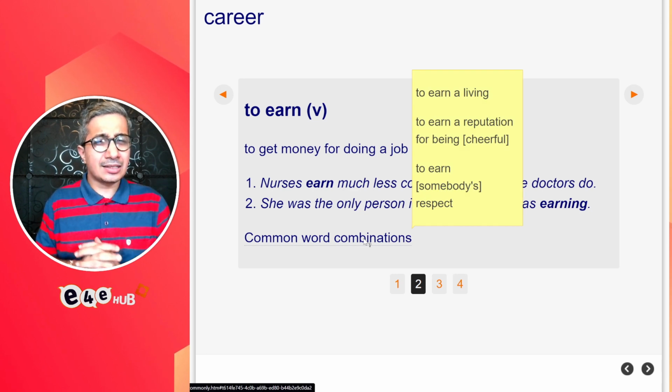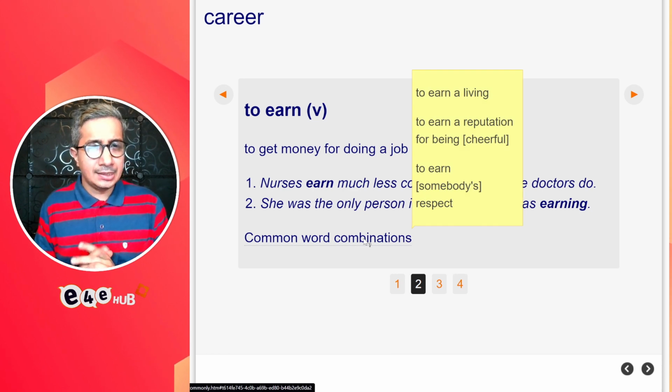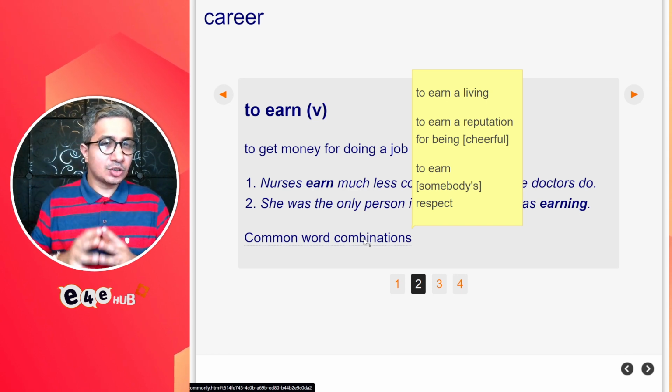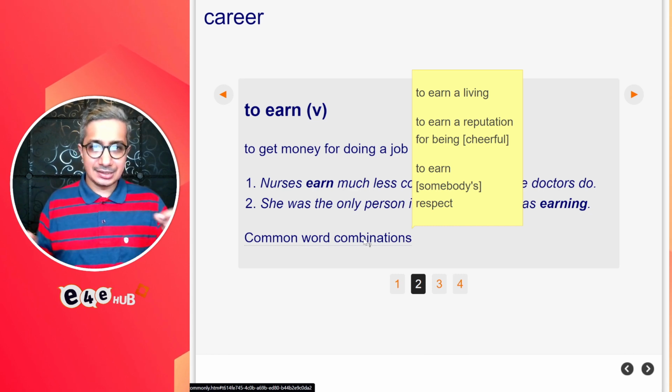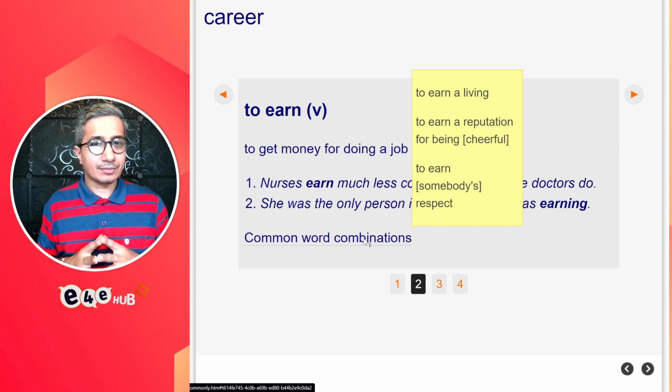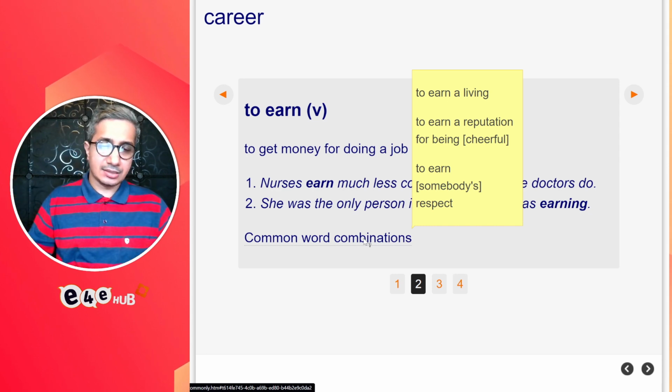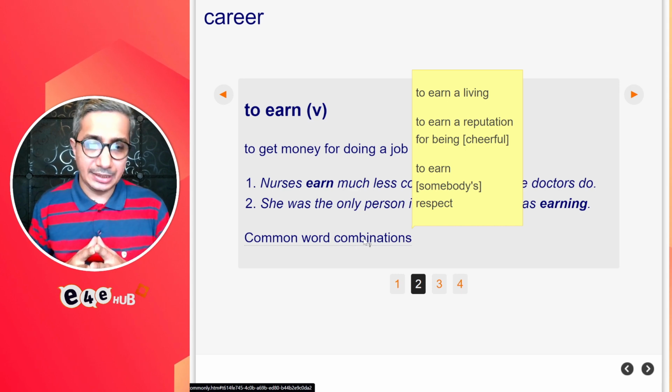Common combinations with words. If you looked at our last video, it was on the topic of money. We looked at the exact same word combinations. If you haven't, I'll provide the link of that video near the I button as well as in the description, so you can just watch that video completely.